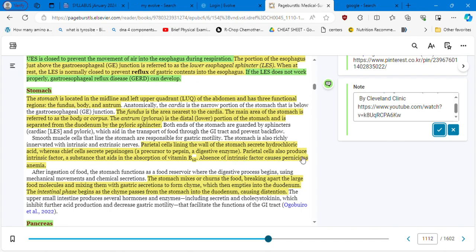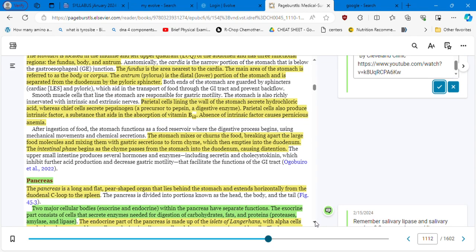Parietal cells also produce intrinsic factor, a substance that aids in the absorption of vitamin B12. Absence of intrinsic factor causes pernicious anemia, and we discussed this during the segment of the hematologic conditions. The stomach mixes or churns the food, breaks apart the large food molecules and mixes them with gastric secretions to form chyme, which then empties into the duodenum. The intestinal phase begins as the chyme passes from the stomach into the duodenum, causing distension.